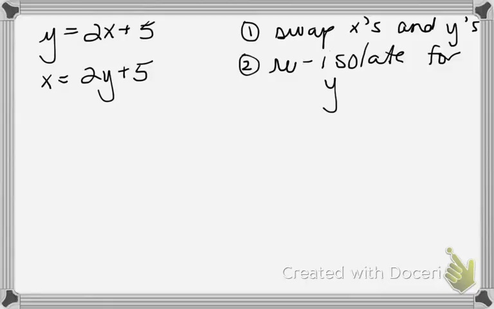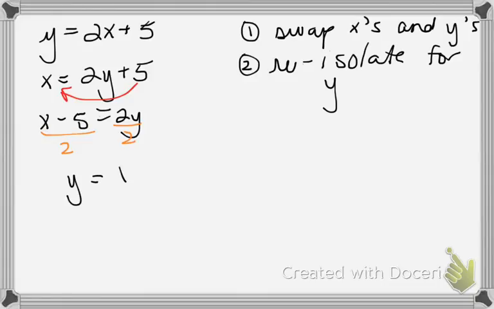Okay, the only other thing that we need to do is re-isolate for y, so we need to get this y by itself. I'm just going to do that by regular isolating. So we all know how to do this. I'm going to bring the 5 over. We'll get x minus 5 equals 2y, and then we're going to divide out the 2. And we get y equals x minus 5 over 2.